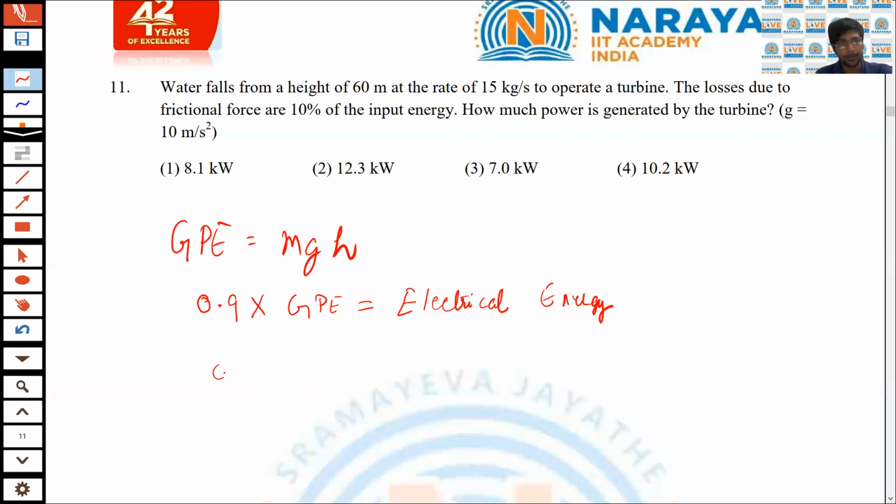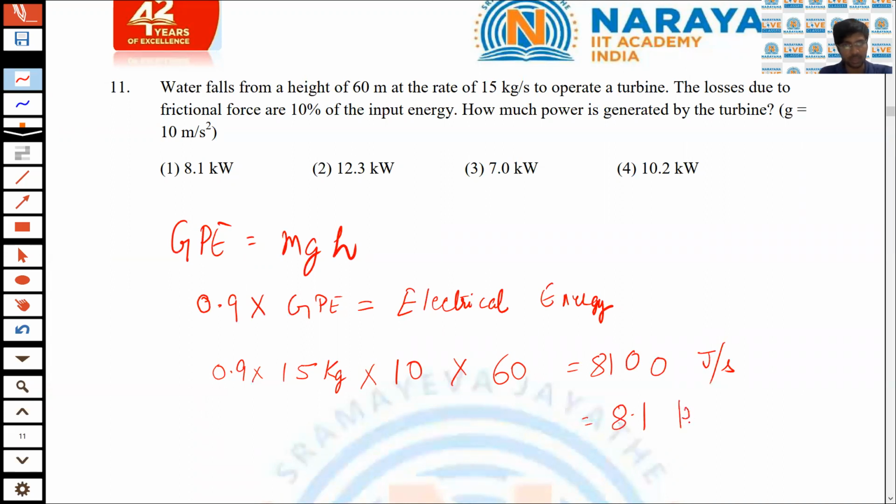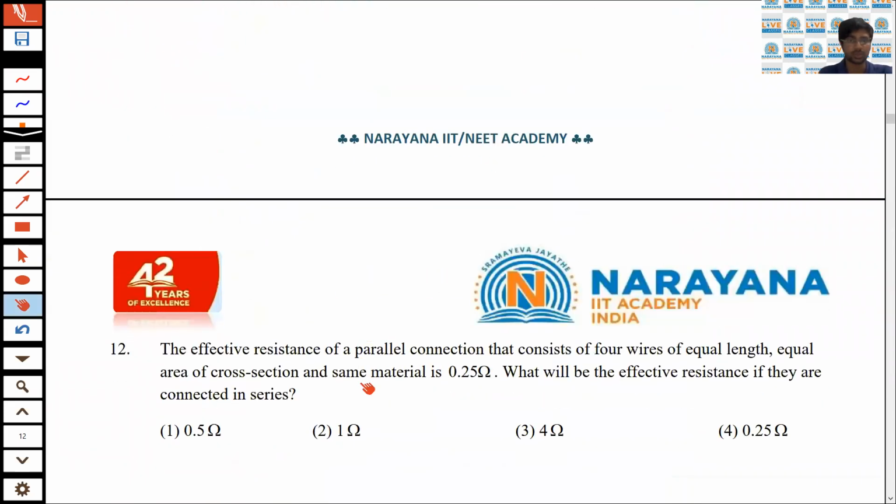So now 0.9 times 15 kg per second, right? 15 kg multiplied by g, and the h is 60 meters. Now this value comes out to be 8100 joules per second, which basically means 8.1 kilowatt. All right, so the first option is the correct option. All right, let's come to the 12th question.